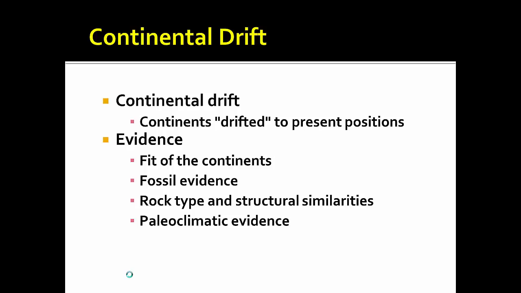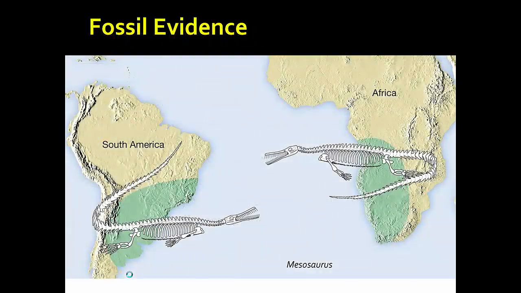Now let's review some of the other evidence for continental drift. We've already talked about the fit of the continents on either side of the Atlantic Ocean. Wegener didn't collect fossils, but he did point out their distributions.